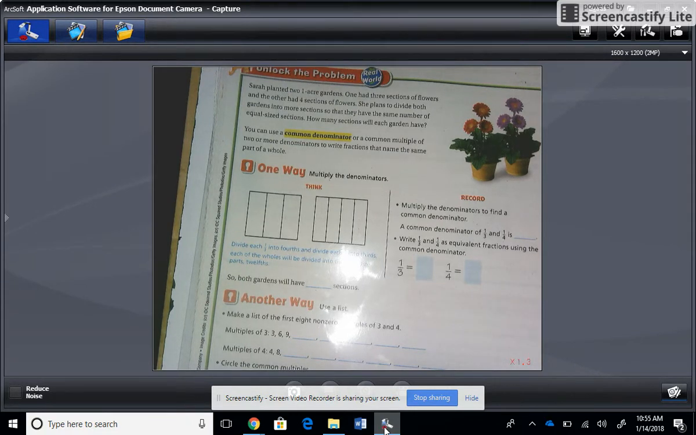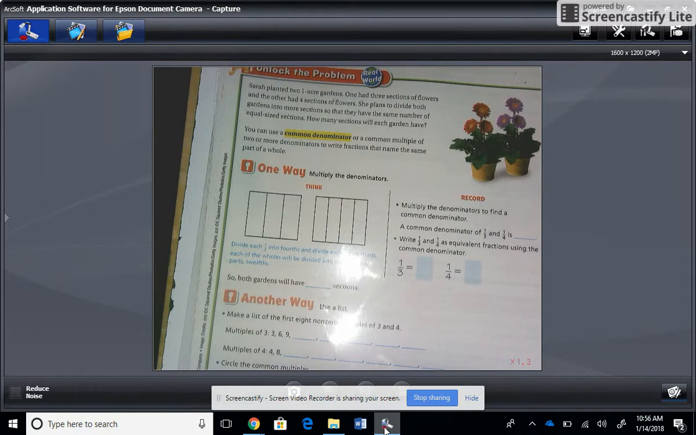So let's get started. Sarah planted two 1-acre fields. One had 3 sections of flowers and the other had 4 sections of flowers. She planned to divide both gardens into more sections so that they could have the same number of equal size sections. How many sections will each garden have? You can use a common denominator or a common multiple of two or more denominators to write a fraction that has the same number of wholes. Okay, that was really wordy. It just means we are looking for the common denominator of both fractions.